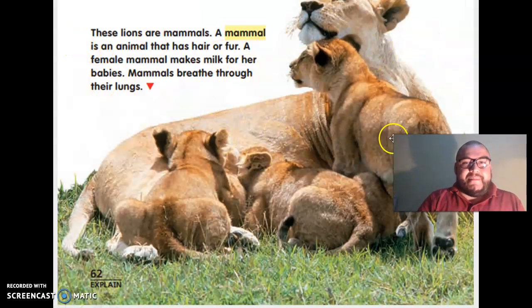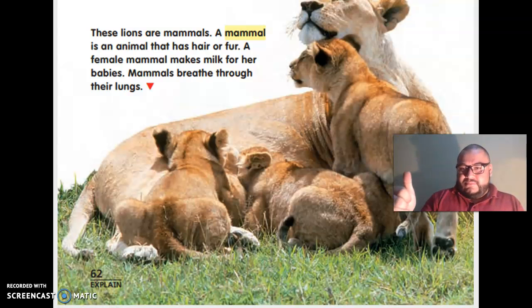Example, mammals drink milk from the body of the mom. Mammals are covered by fur or hair. We have female mammals, for example the mother, and male mammals. The female mammal makes milk for her babies. Mammals breathe through their lungs, like us. Very good.